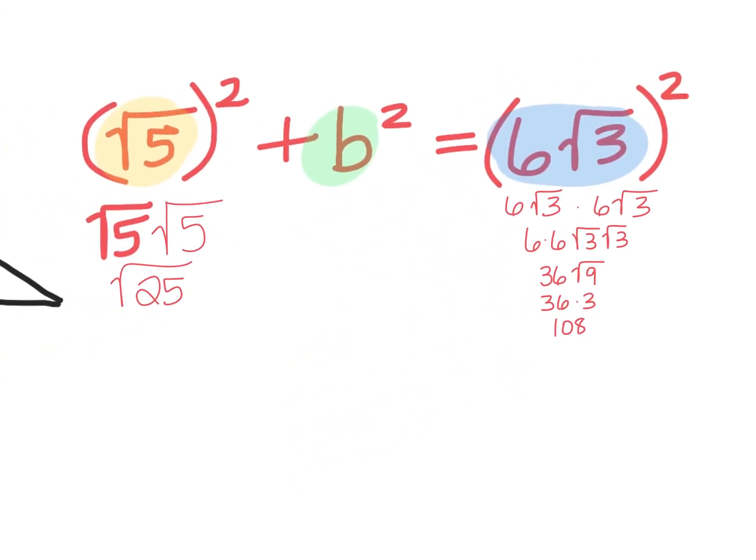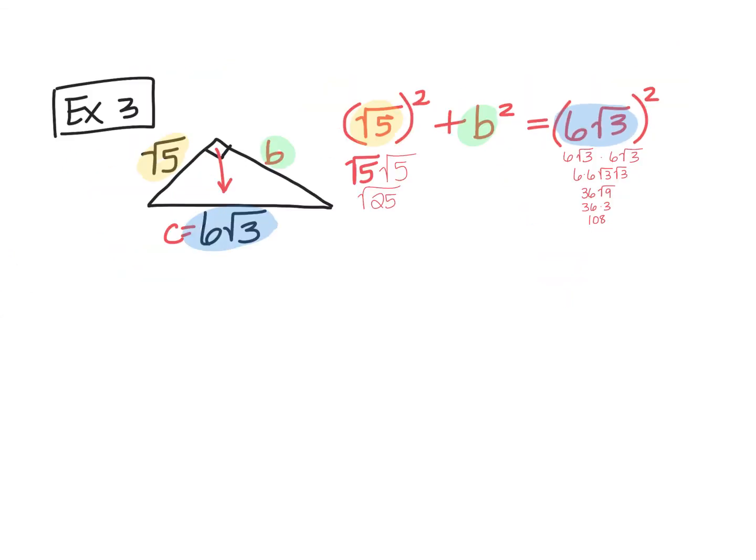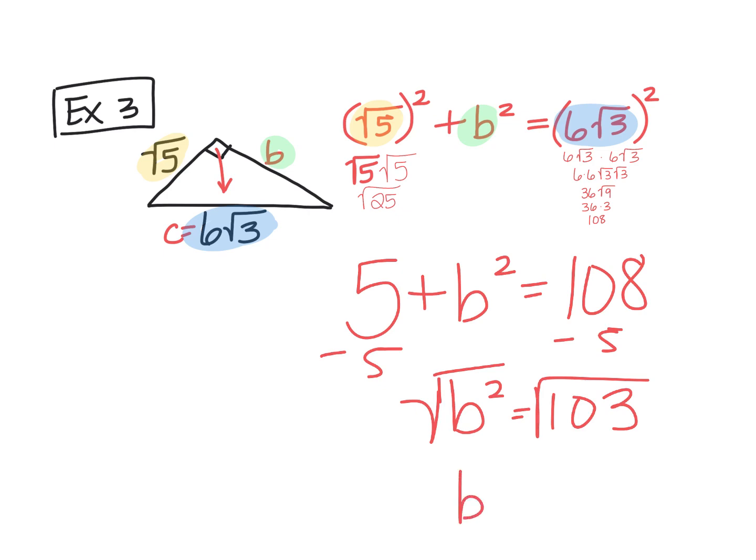Okay, so at this point, our problem should say 5 plus b squared equals 108. All right, I'm going to subtract 5 from both sides. So b squared is going to equal 103. And then I'm going to take the square root. And unfortunately, I do not think anything goes into 103, so b is going to equal the square root of 103. And that would be your final answer there.